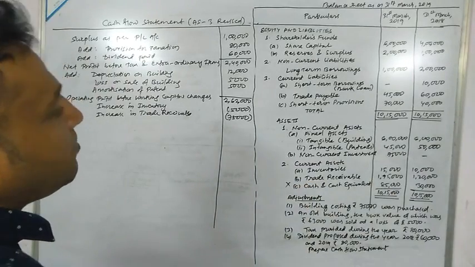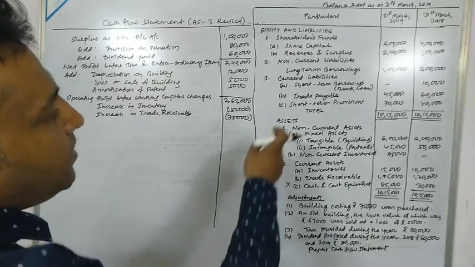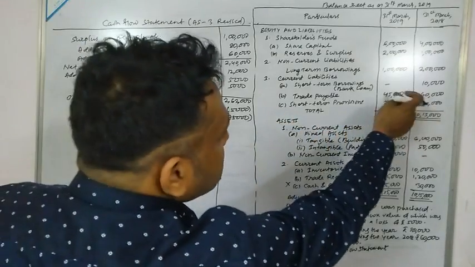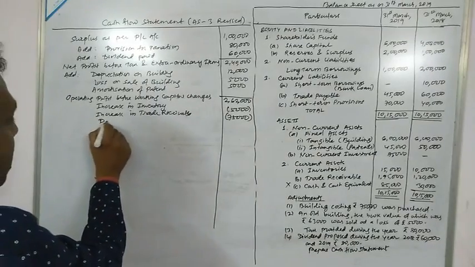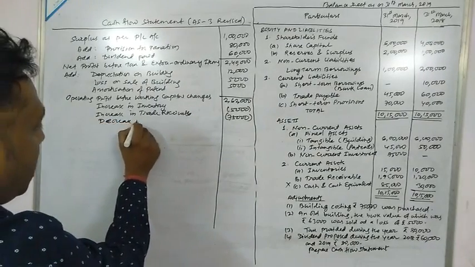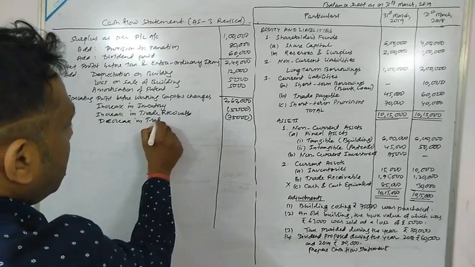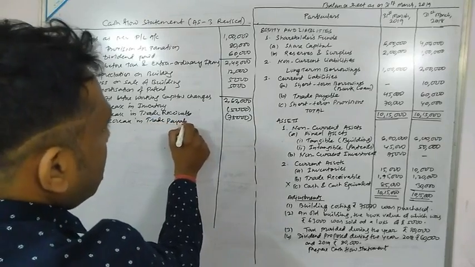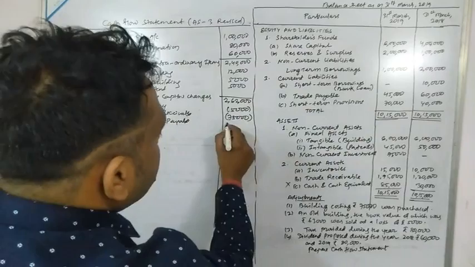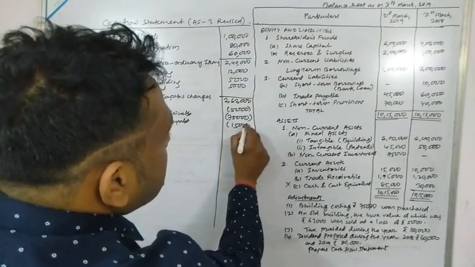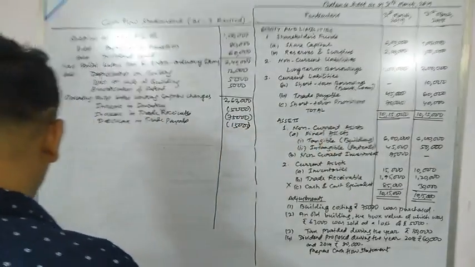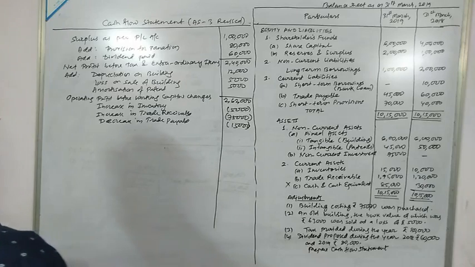Now we will see current liability. You see trade payable 60,000 and 45,000. So there is a decrease in trade payable. How much is it? The decrease is 15,000. So it will also be subtracted.